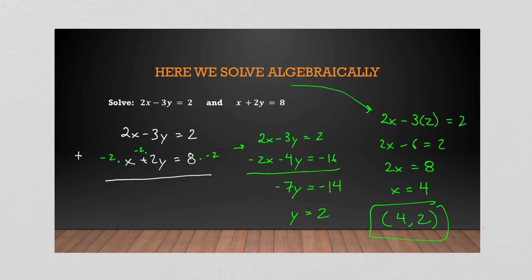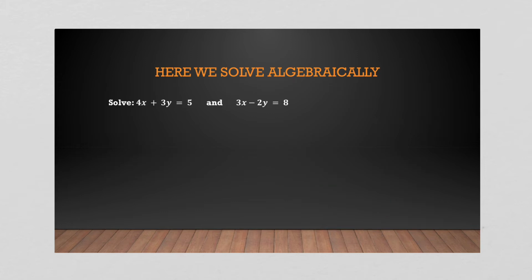Let's check. So when x is 4, we have 2 times 4 minus 3 times 2. Well, that's 8 minus 6, so we're good. And then here we have 4 plus 2 times 2, which is 4 plus 4, so we are good. So you might have to manipulate one equation. In some instances, you might have to manipulate both. So let's keep going. Here's another example.